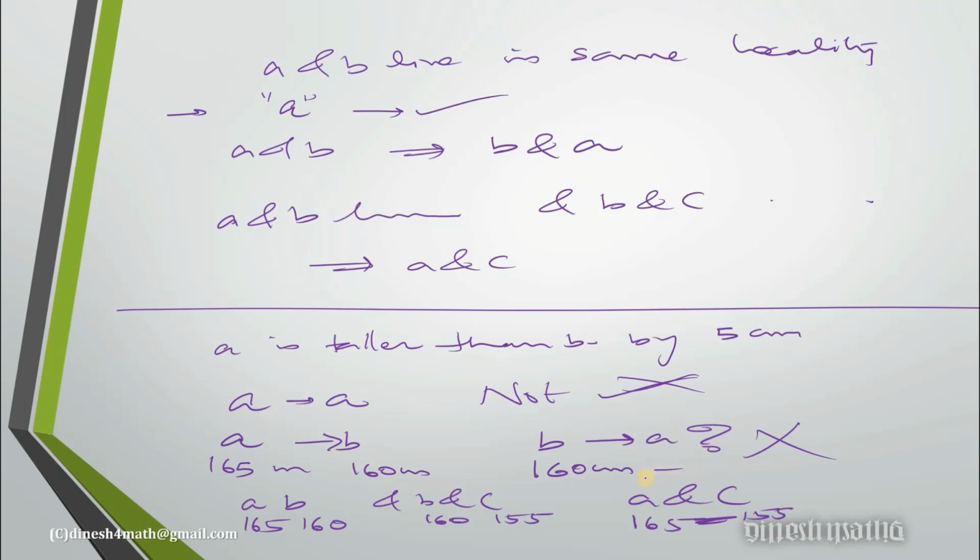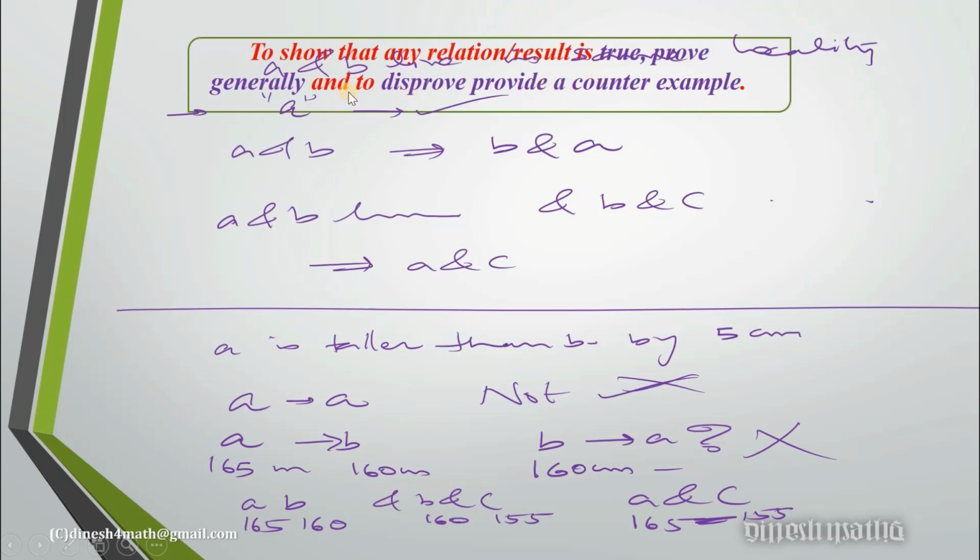So this is the basic idea of relations: reflexive, symmetric, transitive, and if all are true, it is an equivalence relation. So what we need to remember is, to show that any particular relation or result is true, prove it generally, and to disprove, provide a counterexample. Okay, we'll see more in detail.